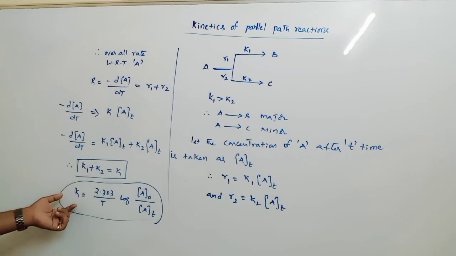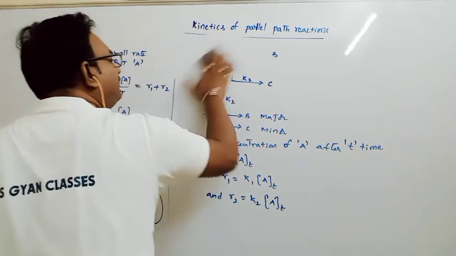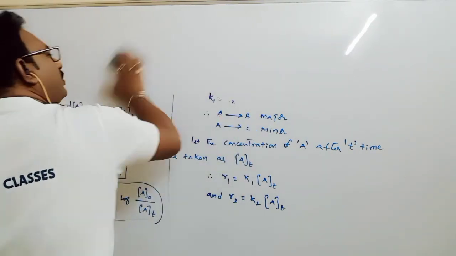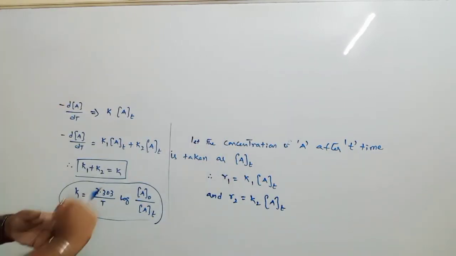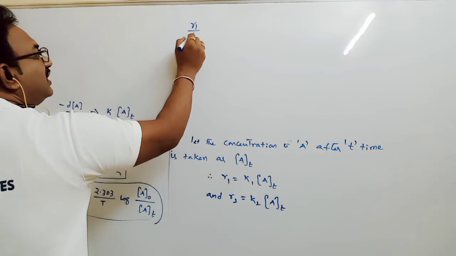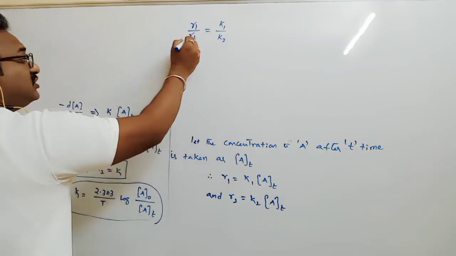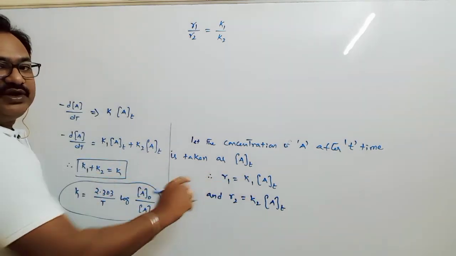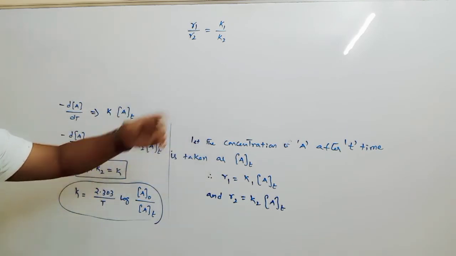Next, one more important point you have to remember here. R1 by R2 is always equal to K1 by K2, because the concentration terms get cancelled, where the concentration at that instant of time cancels out.